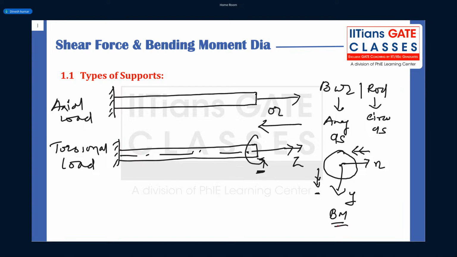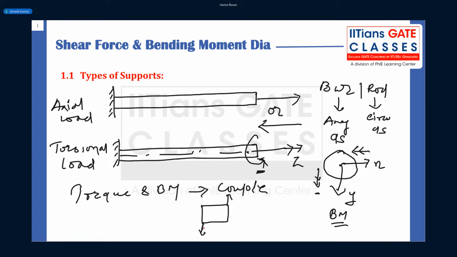Both are couple. This torque and bending moment, both are couple. I will explain what a couple is also. You guys understand what I mean by couple? Couple means suppose you have this cross section and if you apply loads like this, it will create a couple, right? Yes or no? Right? So this is a torque.